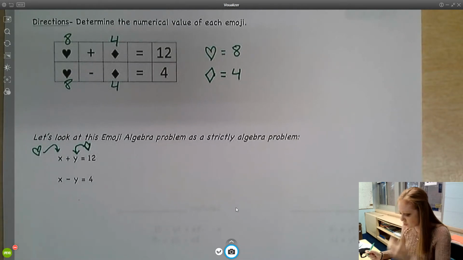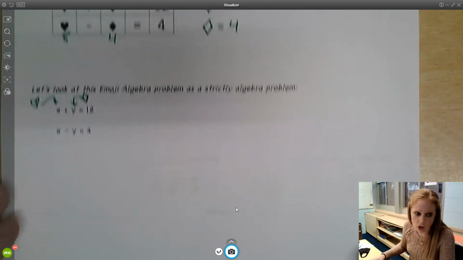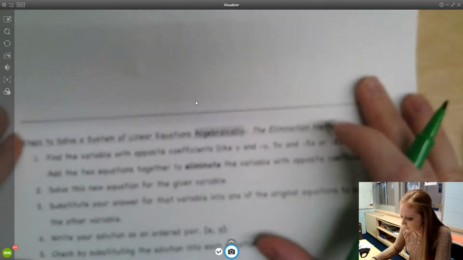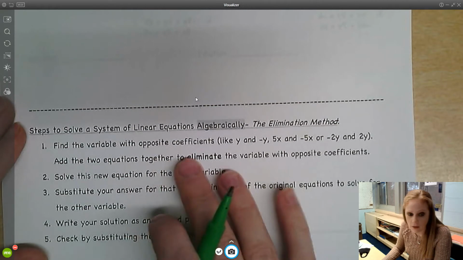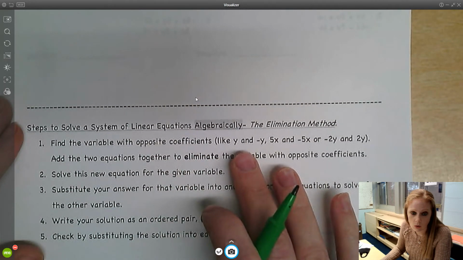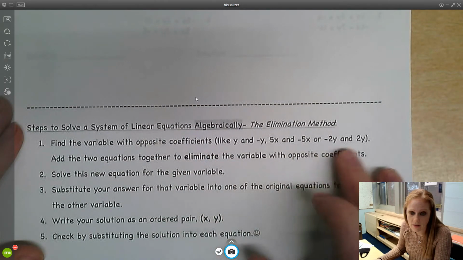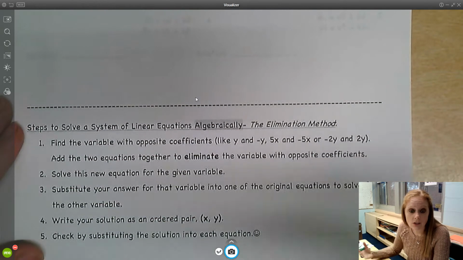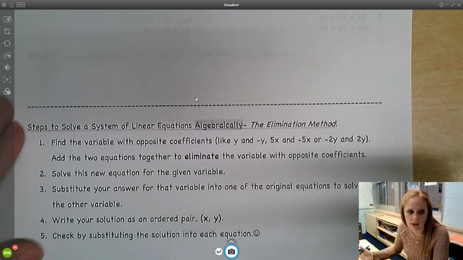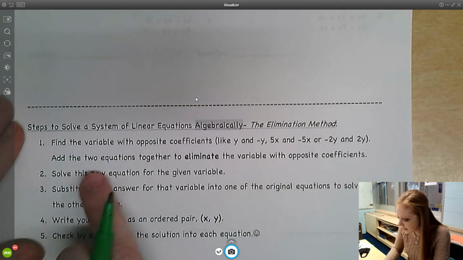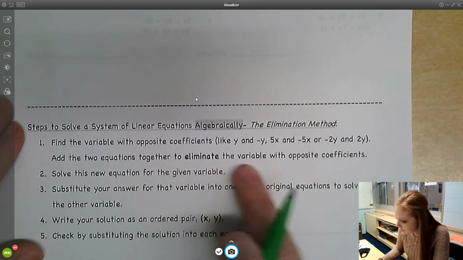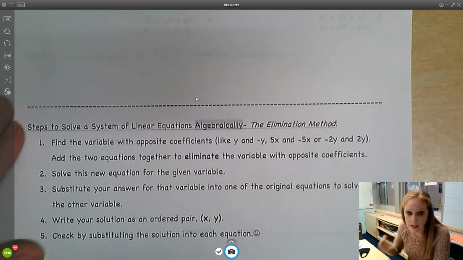So I'm going to show you now a strategy that we can use today to figure this out without just guessing and checking like I kind of did in the warm-up. What this is called is the elimination strategy. I'm just going to jump right down to the steps now. You're going to find the variable with opposite coefficients, like y and negative y, 5x and negative 5x, negative 2y and 2y. These are kind of like zero pairs, terms that are going to cancel out. And you're going to add the two equations together to eliminate the variable with opposite coefficients. So you add those two equations together and something will cancel out.